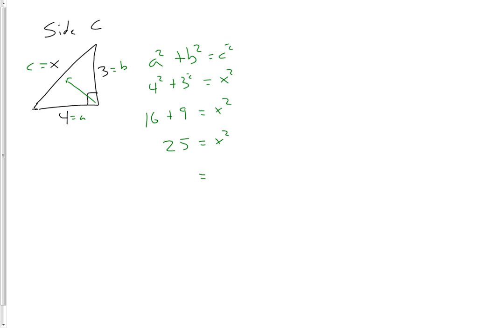So I need to do the square root. Again, I do the square root of both of those things, 25 and x squared. So my hypotenuse is going to equal 5 units long. So we can use Pythagorean theorem to solve for an unknown side length of a right angle triangle when you know the other two side lengths.